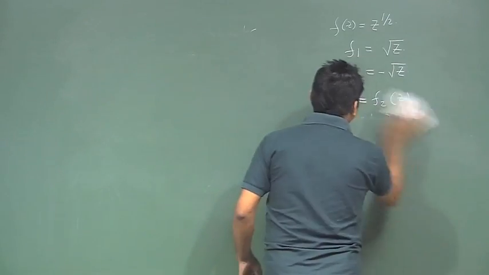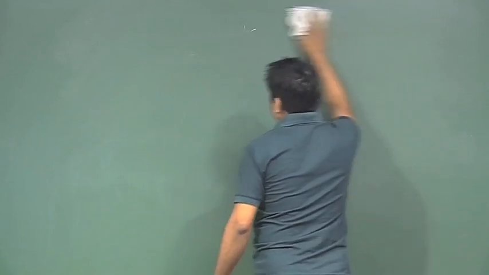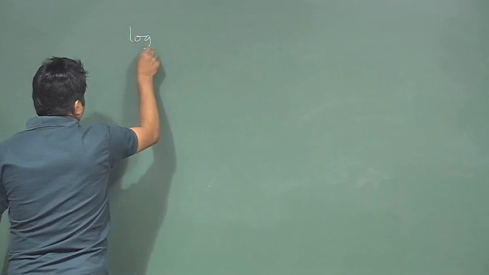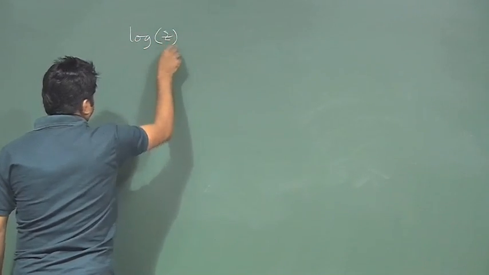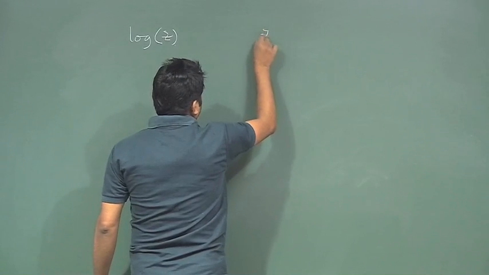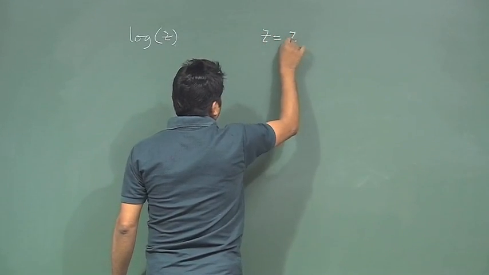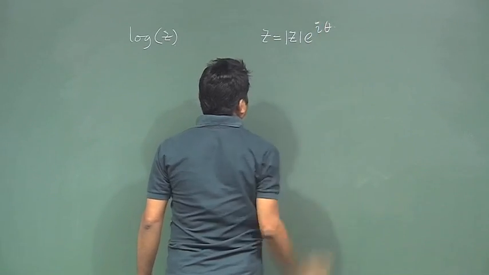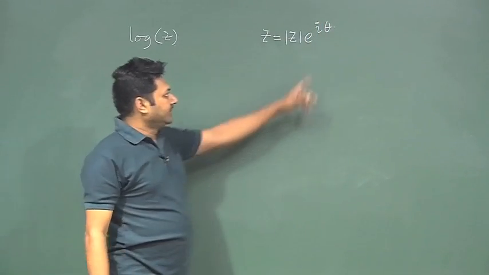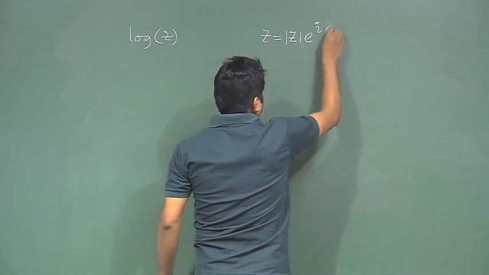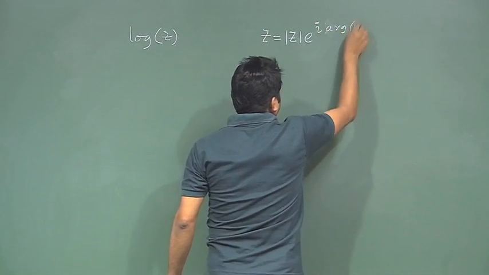Let me go on with another very interesting and important example, that is log of z. Again, z is mod of z times e to the power of i theta, where theta is the principal angle, or rather I should write it as the argument of z.